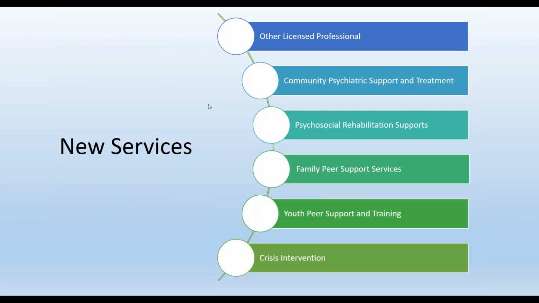So these new services, let's talk a bit more about them. They include other licensed professionals, which are the licensed professionals who can make the medical necessity determination and make the recommendation. We're going to talk about that. It's community psychiatric support and treatment, psychosocial rehabilitation support, family peer support services, youth peer support and training, and crisis intervention. So these are the services we're going to be going over today.